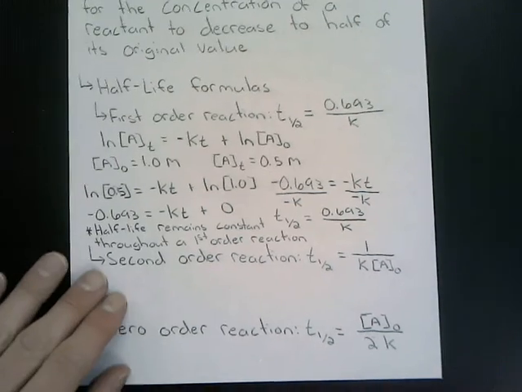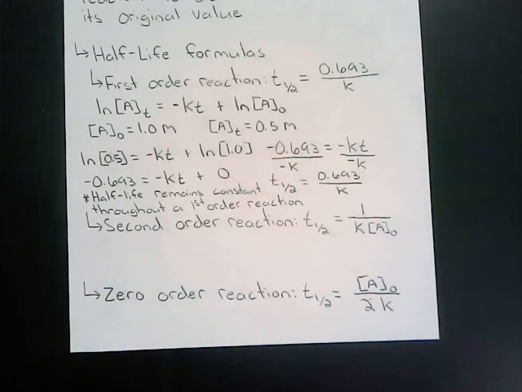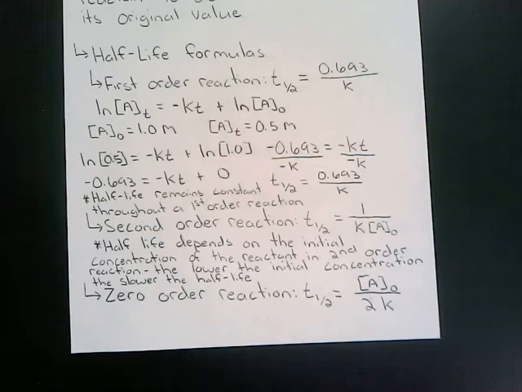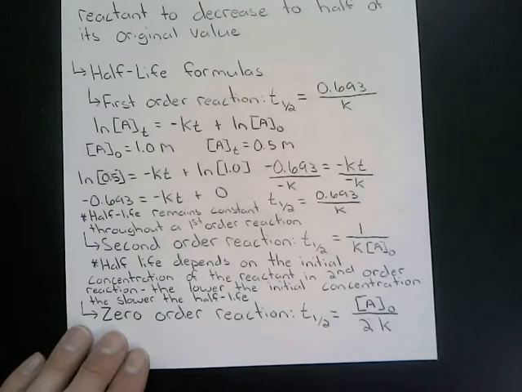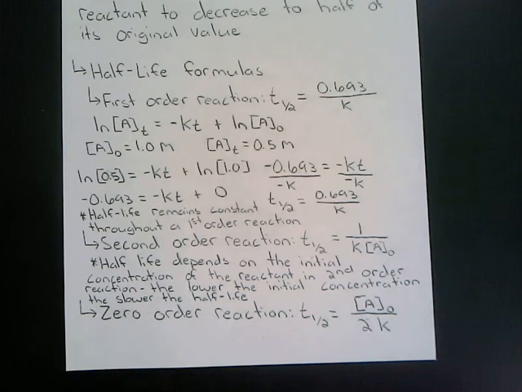Now, in a second-order reaction, I want to make this statement here. The half-life depends on the initial concentration of the reactant, and thus, the lower the initial concentration, the longer the half-life. Again, I kind of squeeze this in here, but for a second-order reaction, the half-life depends on the initial concentration of the reactant, and what happens here? The lower the initial concentration, the longer the half-life.